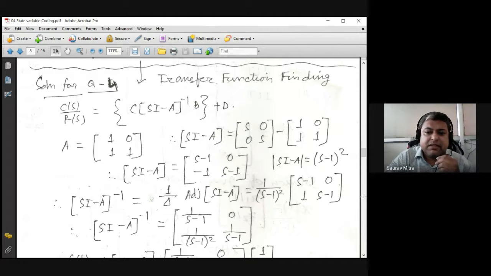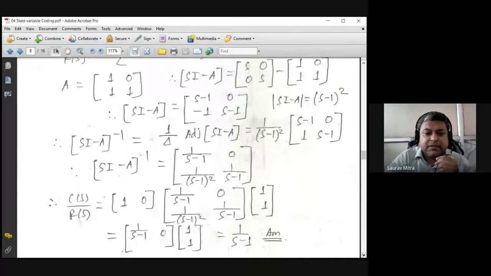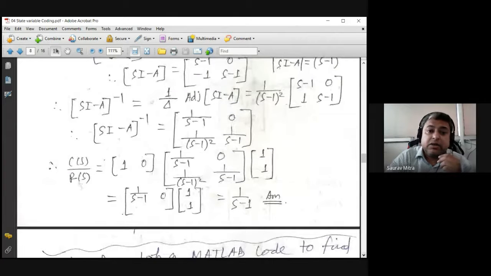Okay, so (sI minus A) inverse, I have found as 1 by delta adjoint of (sI minus A). All those steps are done. Inverse of (sI minus A) is done. And C(s) by R(s) is nothing but C into (sI minus A) inverse into B, plus D, which is not there. So that's why the transfer function we are finding is 1 by s minus 1.